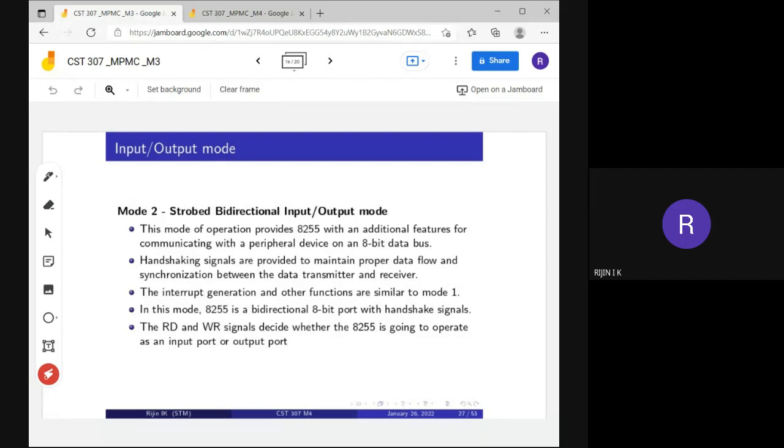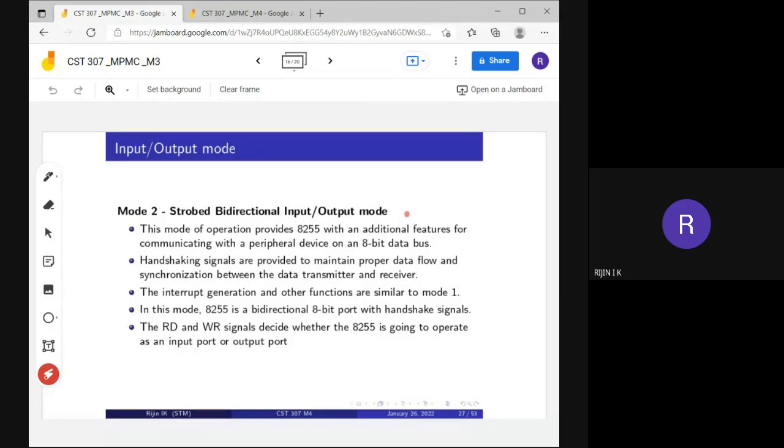That means if port A is set to mode 2, then port A can act in both input and output mode. While discussing mode 0 and mode 1, we saw that they can be either input mode or output mode. But in mode 2, it can perform both input and output. That is the difference, and that is why we call mode 2 a bidirectional input-output mode.